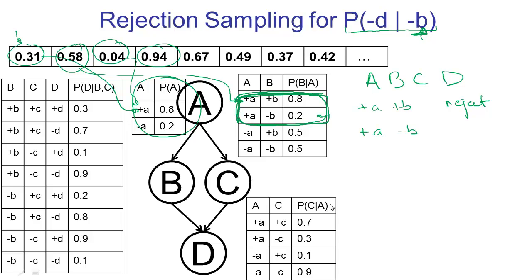C, the parent of C, A, is sampled as plus A, so it's this part of the conditional probability table. 0.67 will map onto plus C. Then D, D's table is over here. We have the parents of D, B, and C being minus B and plus C. That's this part of the table over here. 0.49 would map onto minus D.